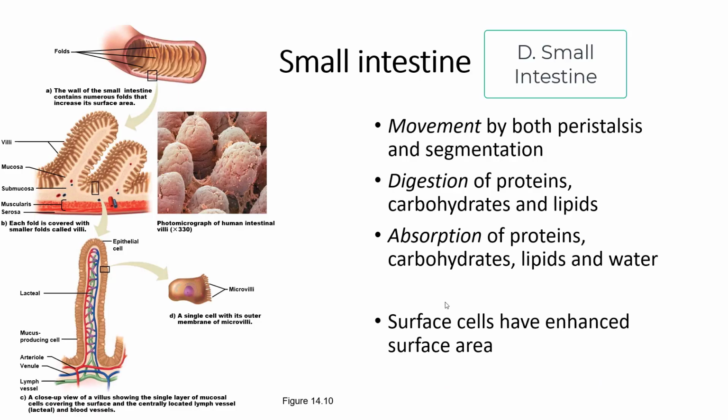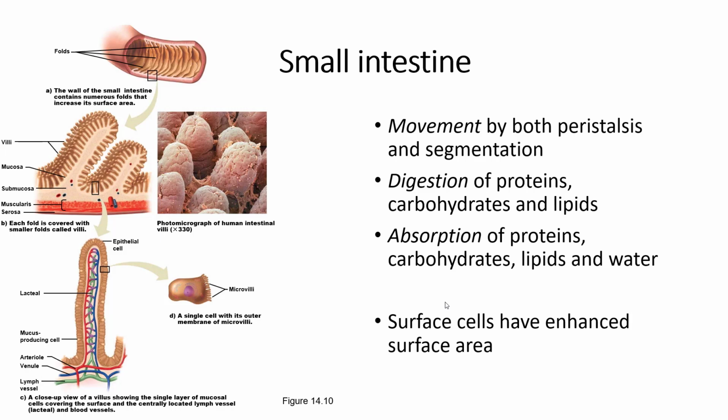The small intestine has several roles: movement, of course, by both peristalsis and segmentation, digestion of proteins, carbohydrates, and lipids, as we discussed in a previous lecture, and the absorption of proteins, carbohydrates, lipids, and even more water. Surface cells here have enhanced surface area, and we can see how the intestine has these folds. Each fold is covered with smaller folds called villi, and each one of those villi has cells covered in microvilli. The surface area of the small intestine is vast, allowing it to have a great surface area across which things can be absorbed.